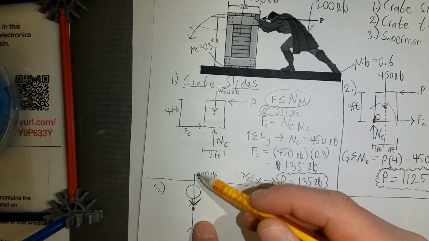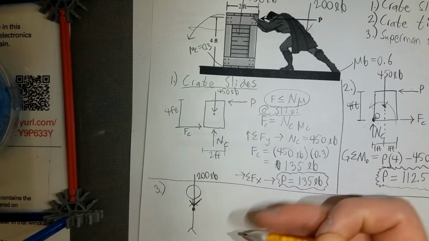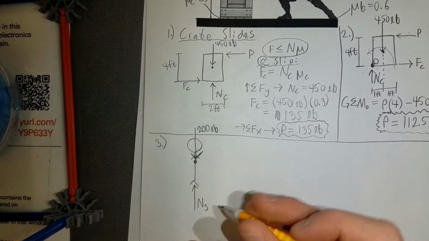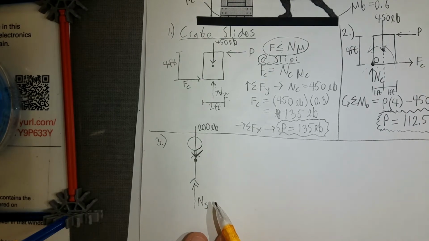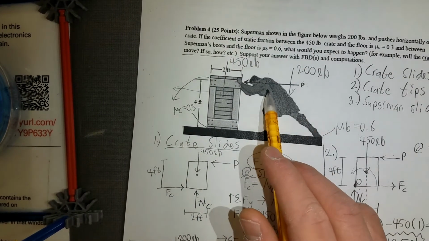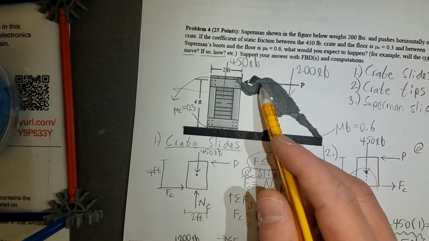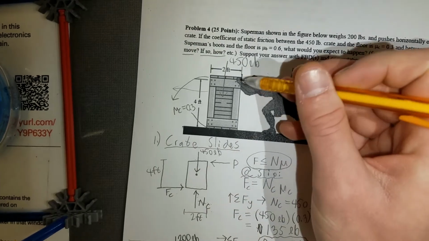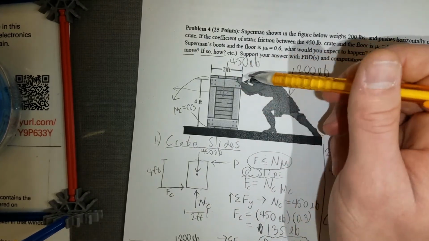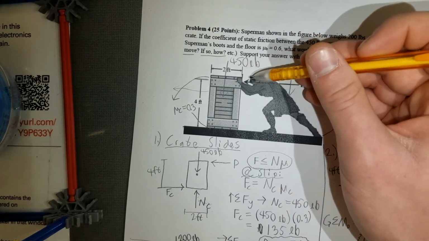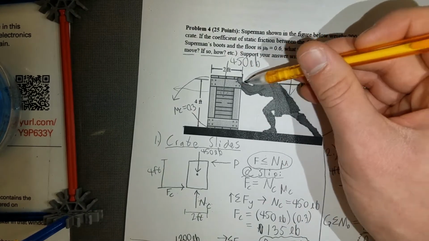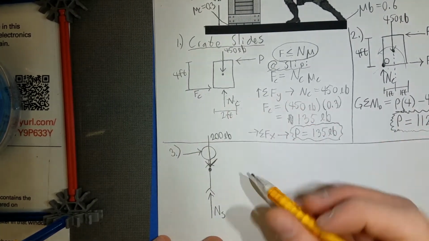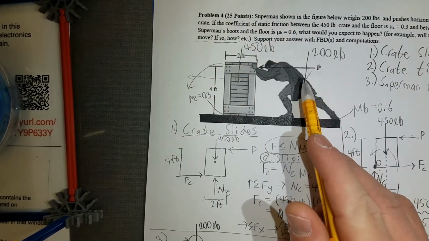So we've got the 200 pounds going down on it, and then also we've got his normal force, which I'm going to label as NS, normal force for Superman. And then last but not least, we've got this P force. So this is where we need to know our equal and opposite reaction forces. If this P force is acting on this crate up here, that means that the crate is going to be enacting a P force on Superman up at the top. So I'm going to go ahead and draw a P going to the right on Superman, opposite of how he's pushing on the crate.